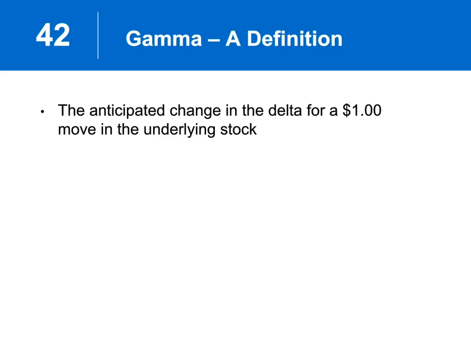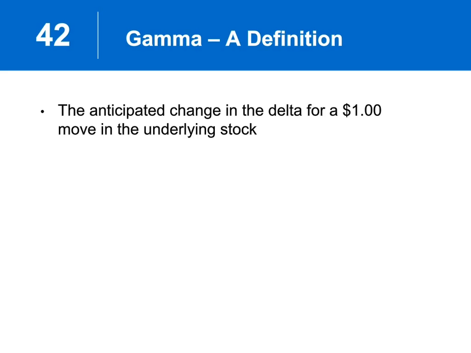Two more. And we'll go through these a little bit quicker. Gamma. Gamma can freak people out a little bit. Well, gamma is how much a delta moves. Well, who cares? Well, that's exactly what it is. Gamma is the anticipated change in the delta for a 1-point move in the underlying.